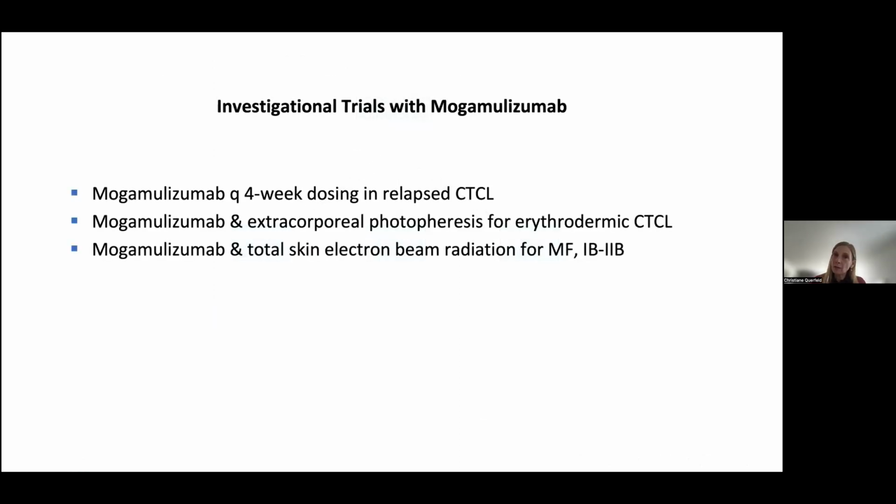There have now been investigational trials with mogamulizumab incorporating extracorporeal photopheresis or skin electron beam radiation to see whether the treatment response is enhanced or the rash is avoided. The trials are ongoing. Stanford, our center, is included, and some European centers.